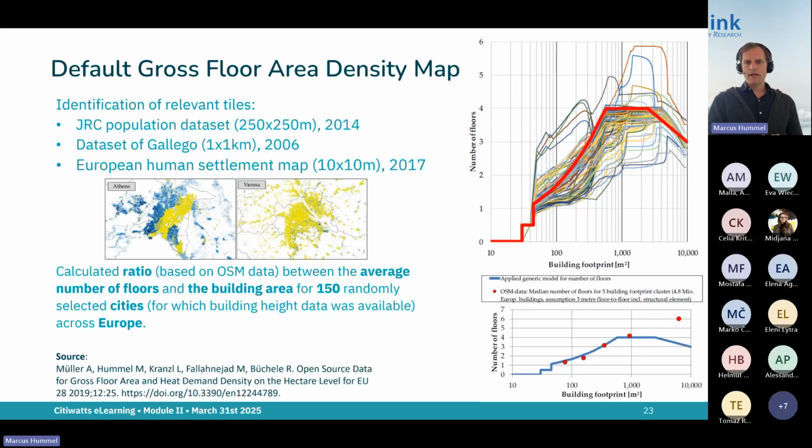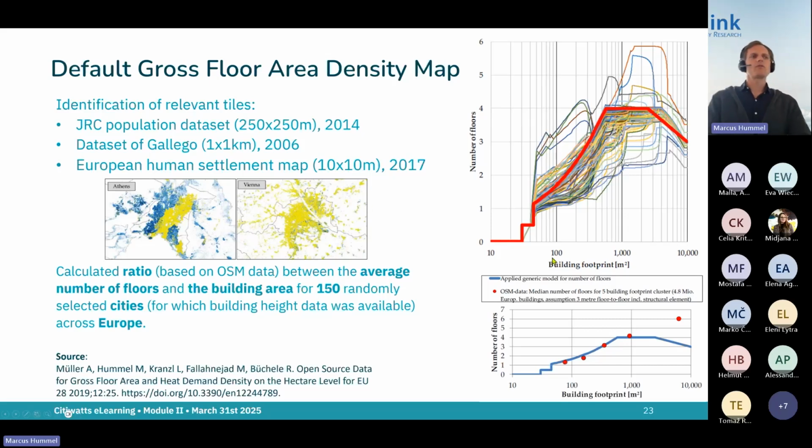In general, they are generated based on national data at first, and then broken down to the hectare level. Starting with the gross floor area, based on population data sets, the Gallego data set, and the human settlement map, plus also the footprint map, we derived those areas where we have footprints and those areas where we might not have footprints.